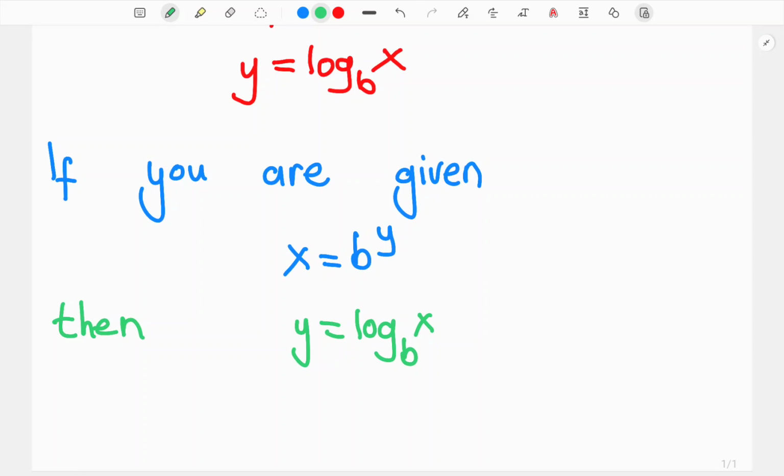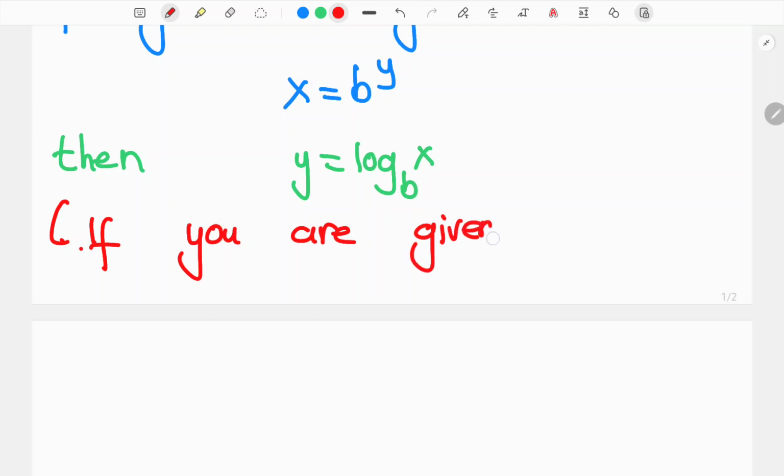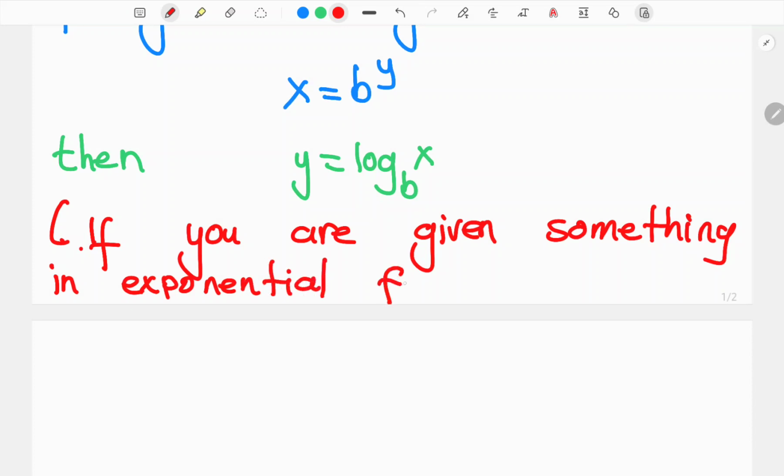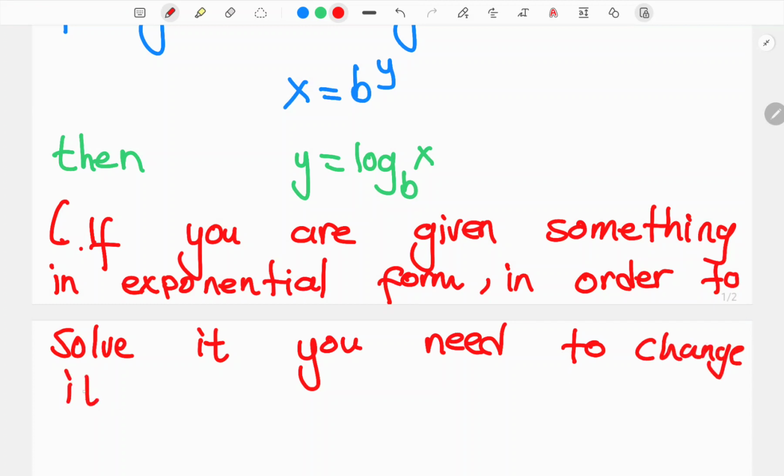Let's put a note down on this. If you are given something in exponential form, in order to solve it, you need to change it to logs. So this is simple, guys.